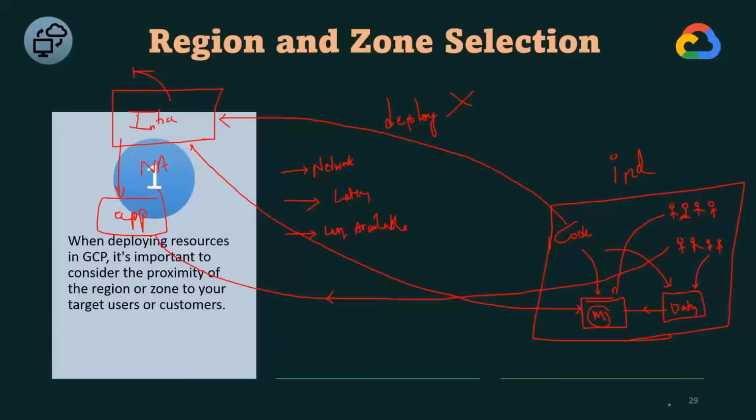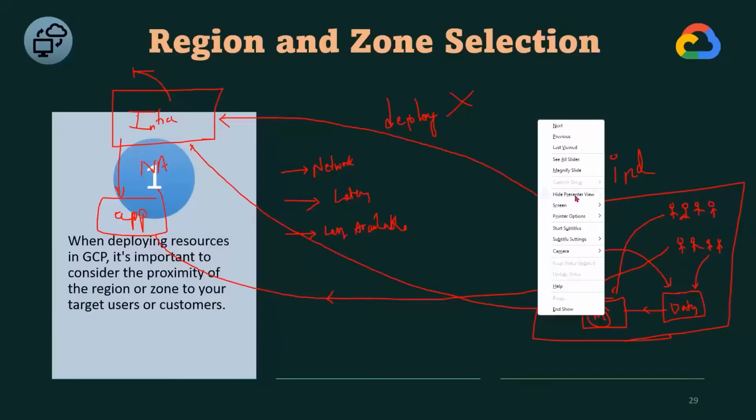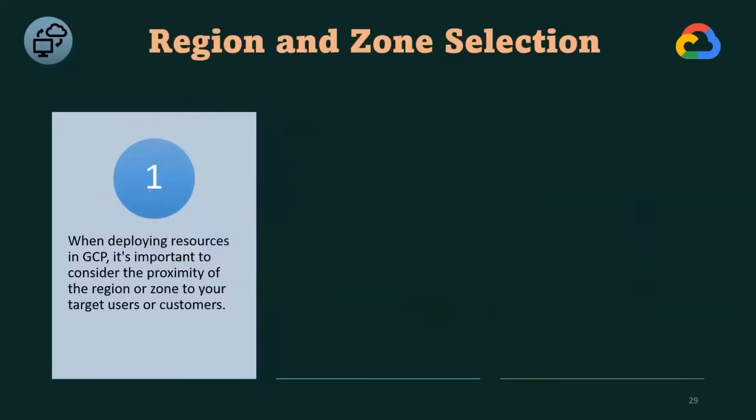Okay, sir. Thanks. Yes. So this is how, whenever you try to deploy your application, the first point says that whenever you try to deploy resources in GCP, it is important to consider the proximity of the region or a zone to your target users or customers. So this is the first thing that you should remember.